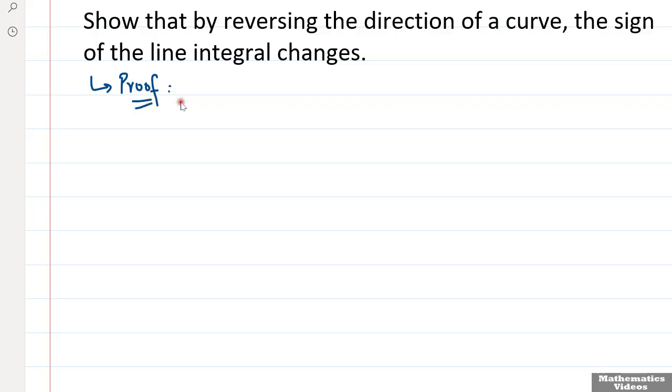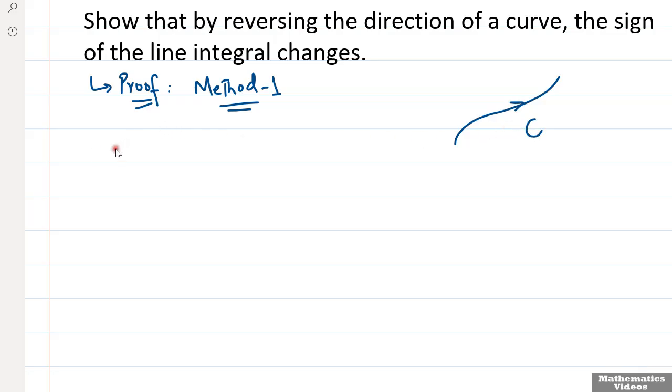The proof is quite simple. I will prove this statement by two methods in which I will use two different parameterizations. In the first method, first suppose that we have a curve which is traced in this direction, and let me call the curve C, and this sense or this direction is the positive direction. We have not reversed the direction of this curve.